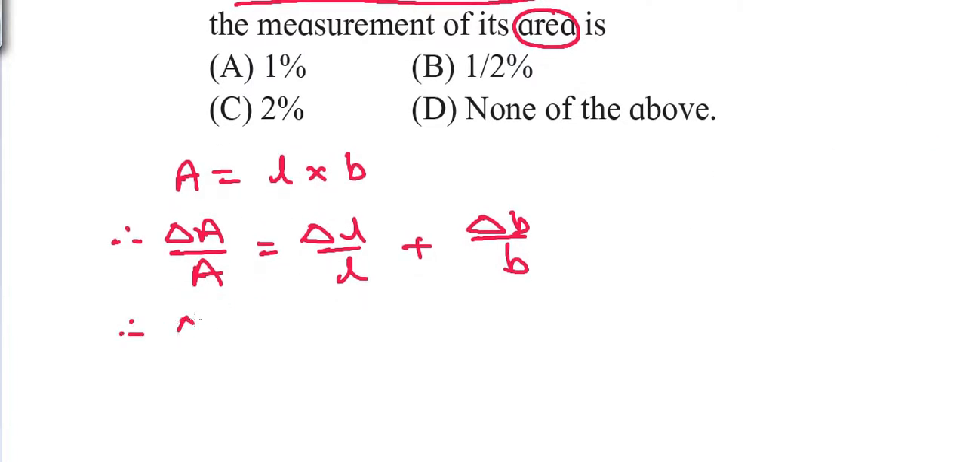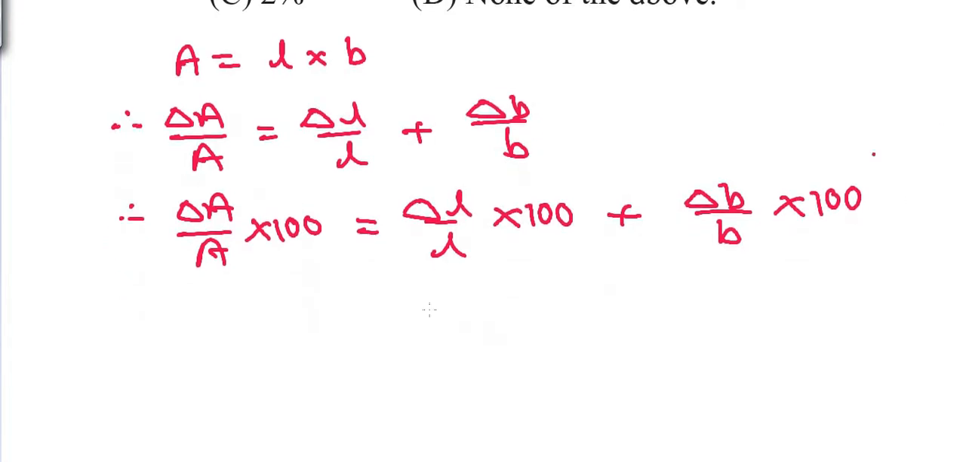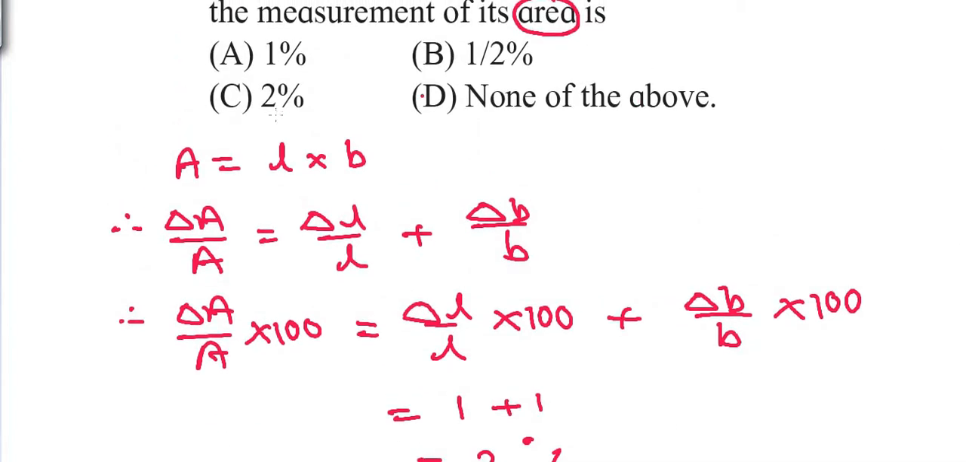And so we get delta A upon A into 100 is equal to delta L upon L into 100 plus delta B upon B into 100. Now it is given that percentage error in the measurement of sides are 1%. So this is 1 plus 1, that is equal to 2%. And therefore percentage error in the measurement of area is 2%. And so the correct option is option C.